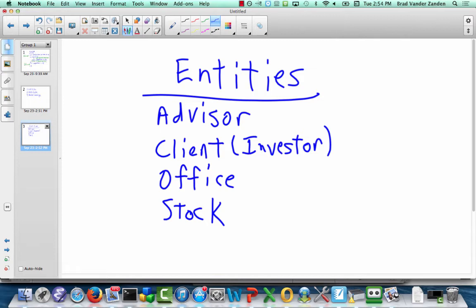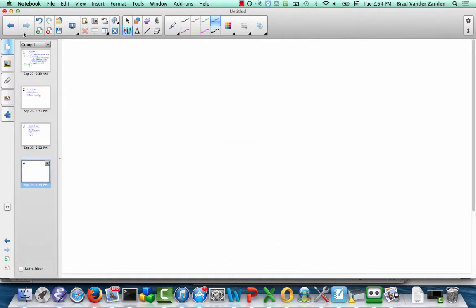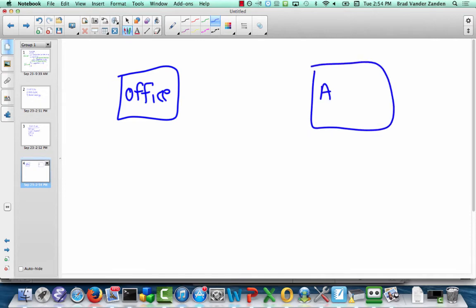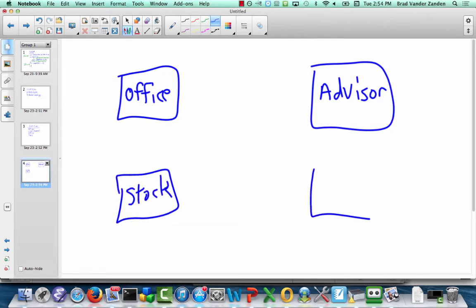Okay, I like to go immediately to the relationships. I find it easier sometimes for me to get my attributes once I have the relationship. So I'm going to go directly to drawing the entity relationship diagram. So we have, going to write, office and advisor, stock, and investor.